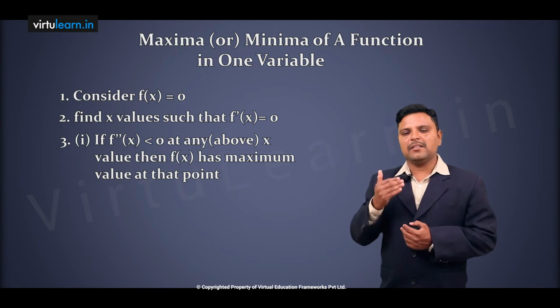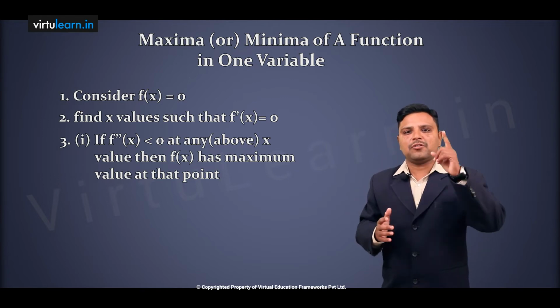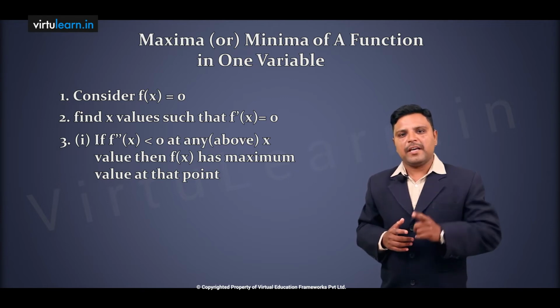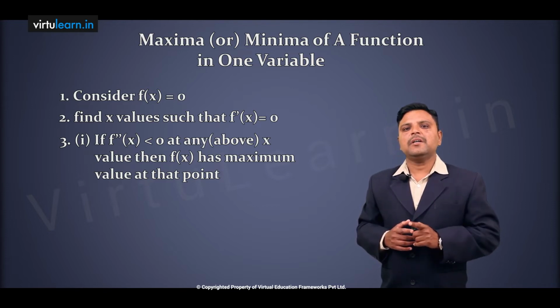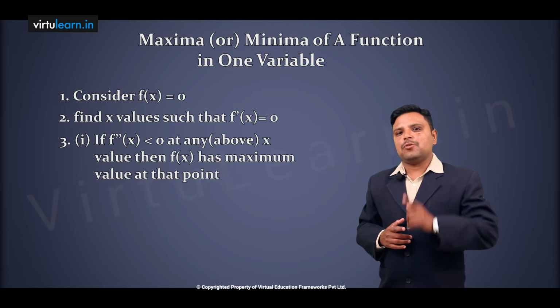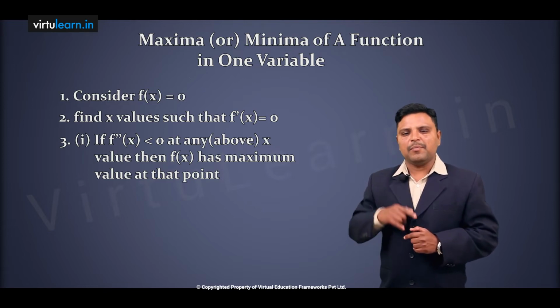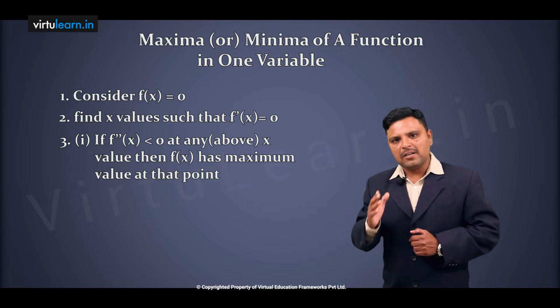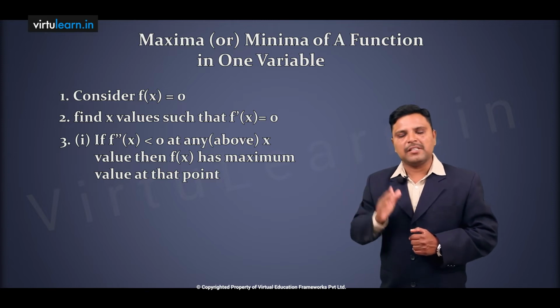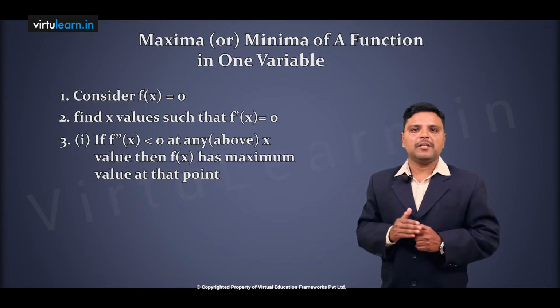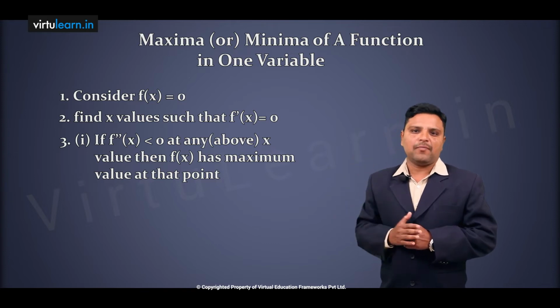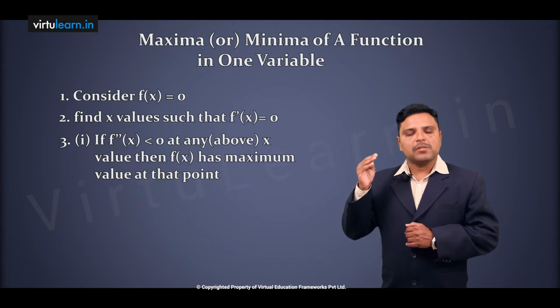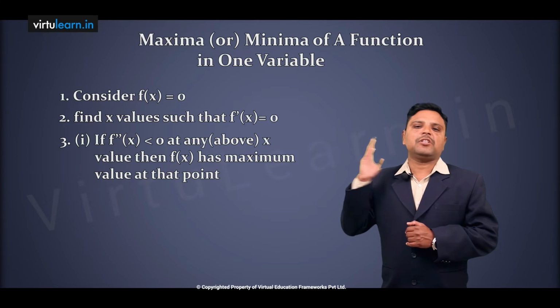Once again, the total procedure. First step of the problem: the given function f of x. Second step of the problem: f dash of x equal to 0. You solve that equation using a scientific calculator, or manually using synthetic division or splitting the middle term. Using any method, we will get some values of x. Now we get some points, meaning 2 or 3 points.